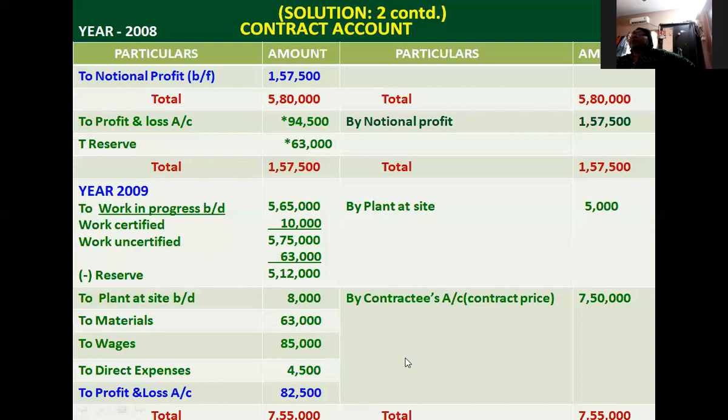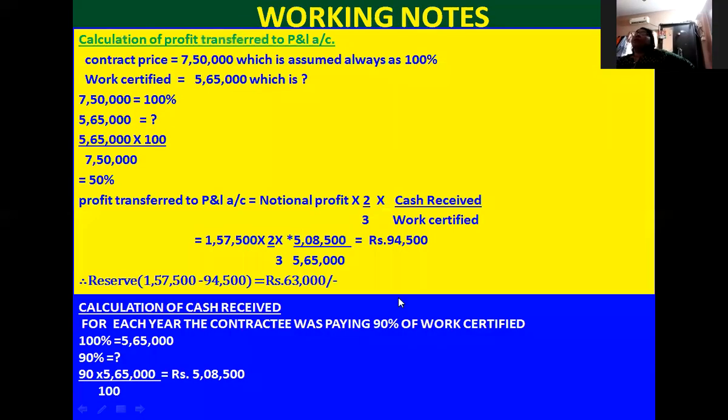So I think you understood this problem, how to work out a contract account where the contract is spreading over two or more years. Look at these working notes for doing the calculation.